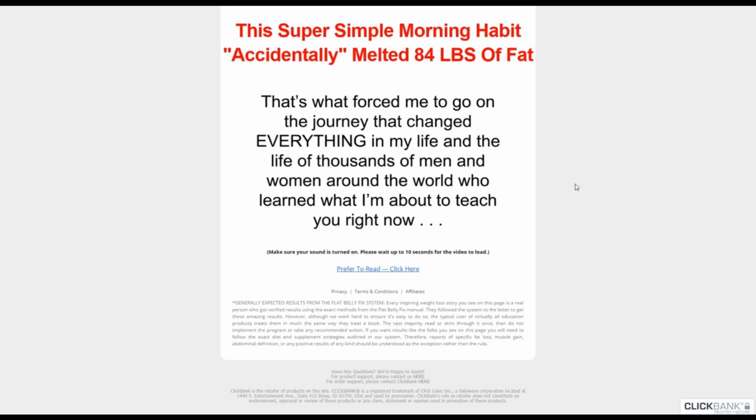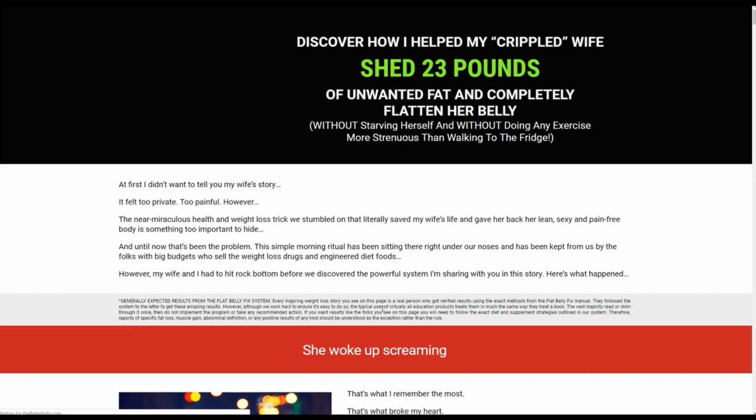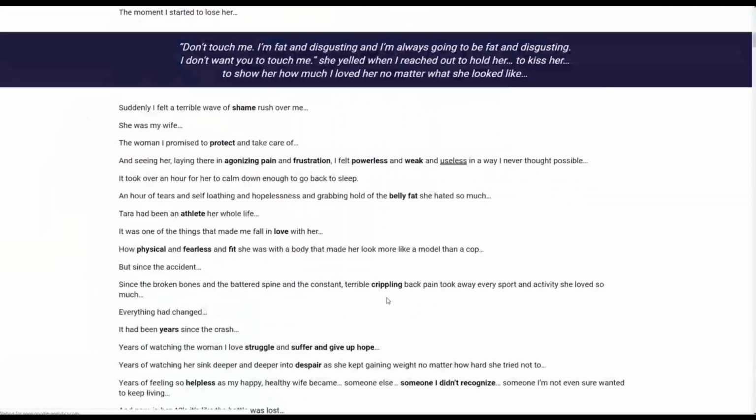So here we've got one of the sort of old school text-based VSLs where the entire page is literally just the video. And these still sell well. These still work pretty good, believe it or not. What you're seeing now trending lately is the prefer to read link, where you can actually read the sales letter, basically the script of the video. And all it is a long form sales page, basically.